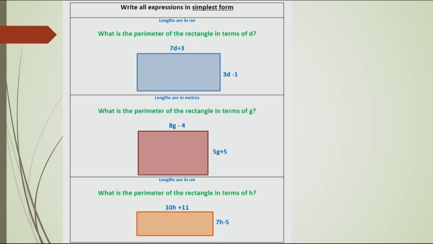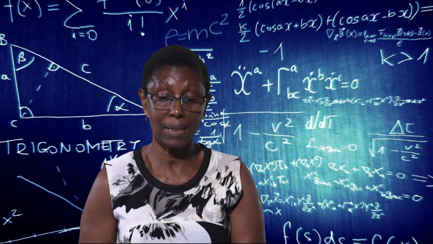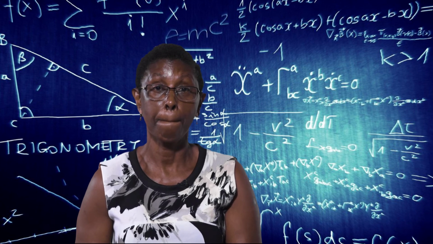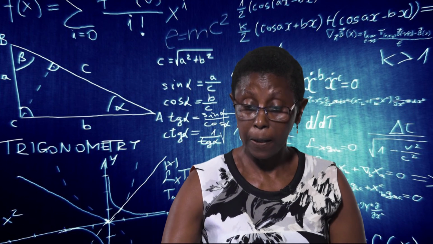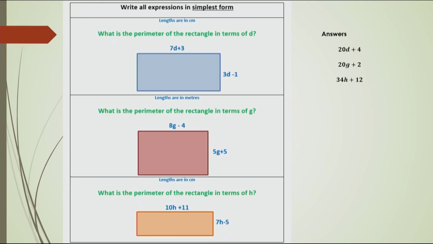Okay? So we finish off with that as an exercise for simplifying. Collect terms and simplify. Okay. So if you've done that, that would be your answer for the 3 rectangles.